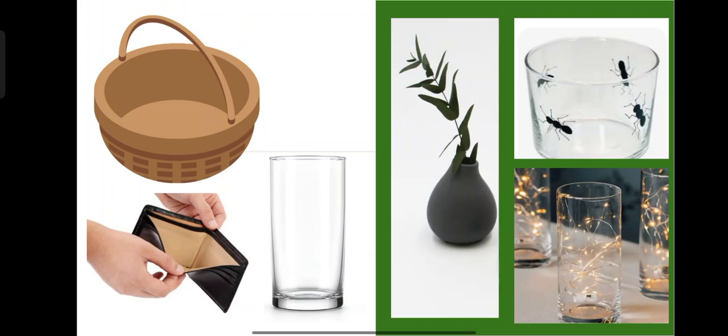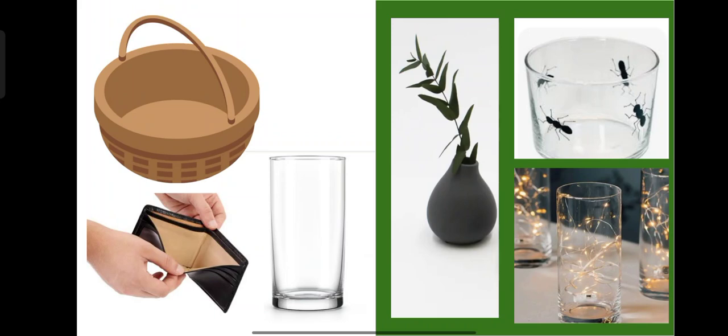On the left hand side pictures we can see some empty objects, isn't it? An empty basket, an empty glass, as well as an empty purse. Since there does not exist at least one object, like a single piece of leaf or a small drop of water or a small piece of paper, since there does not exist even a tiny object, it is an empty set.